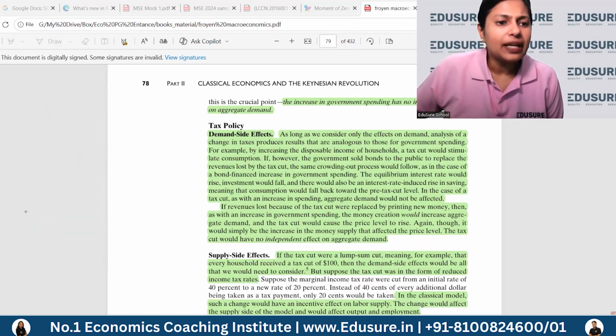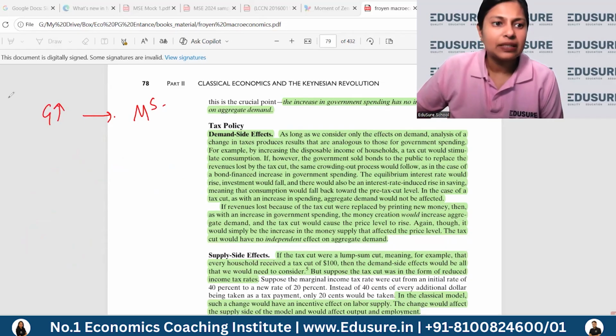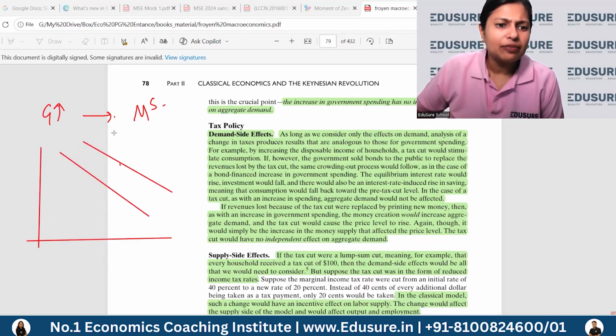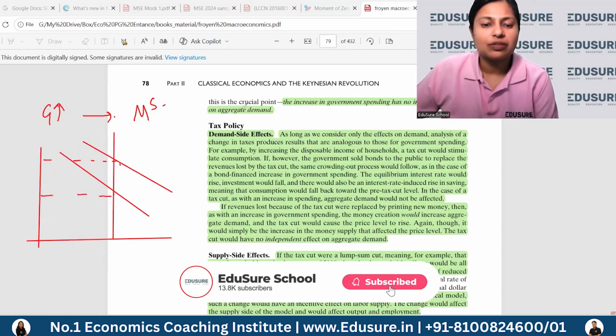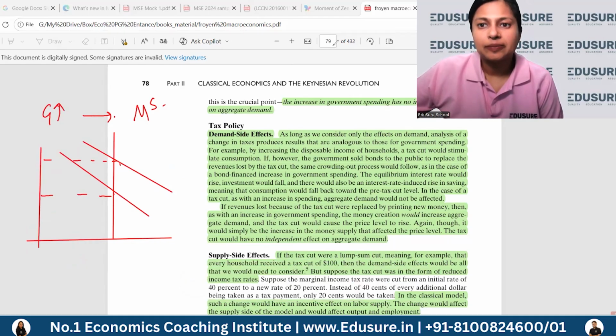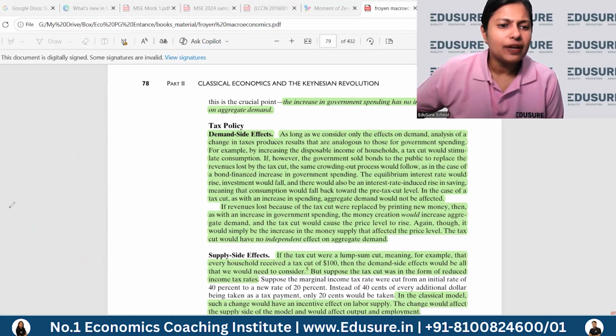The other is that the government can increase government expenditure, but it can do so by printing money. If it prints money, then the money supply increases, and if the money supply increases, then the only thing that will happen is that the aggregate demand curve will shift out and the price will increase in the economy. So that is the other effect of increasing money supply. That is why it is only the increase in money supply which has been shown to increase aggregate demand.